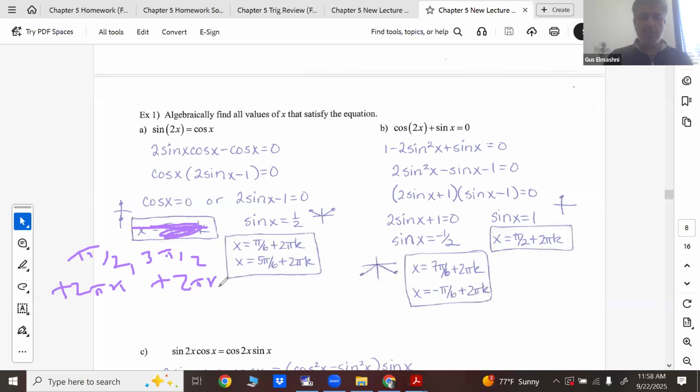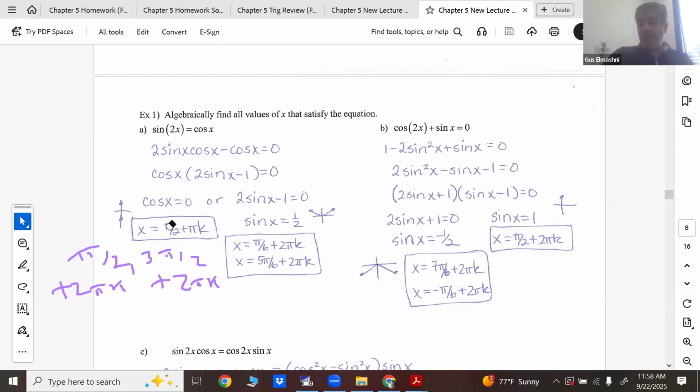Just whoever did the solution key decided to consolidate these two because they were exactly different by pi. Either is acceptable. Either is acceptable. Just so you know, k still represents every integer, or all integers, or any integer.